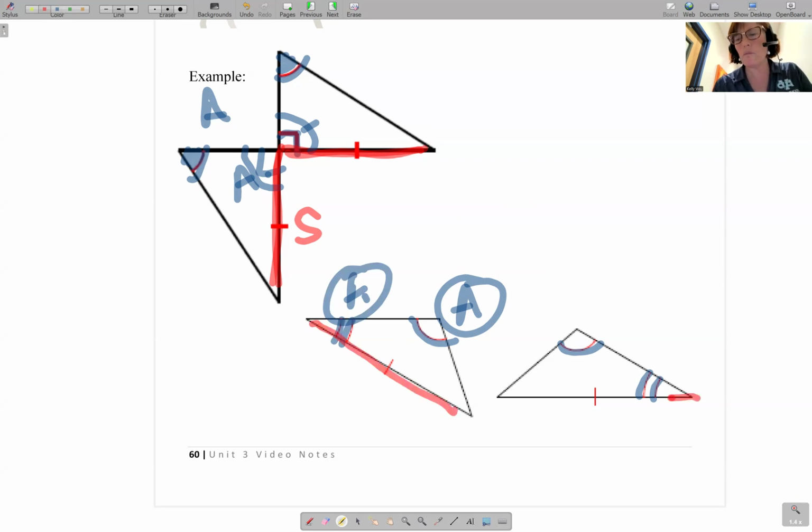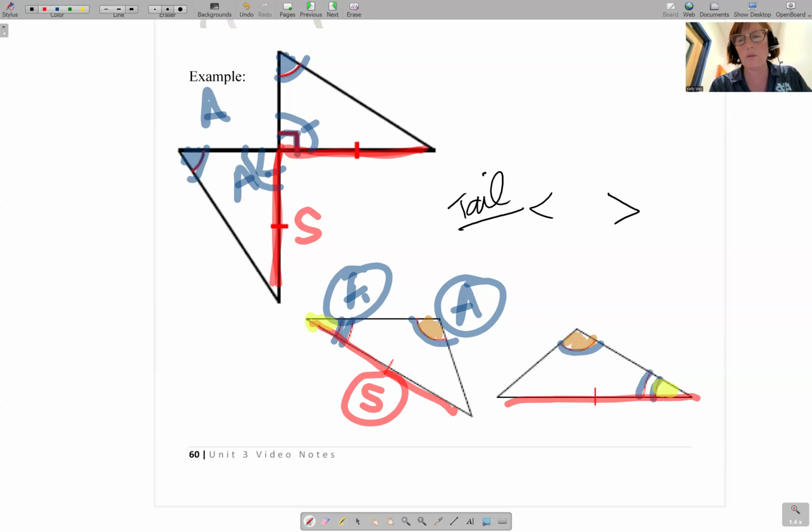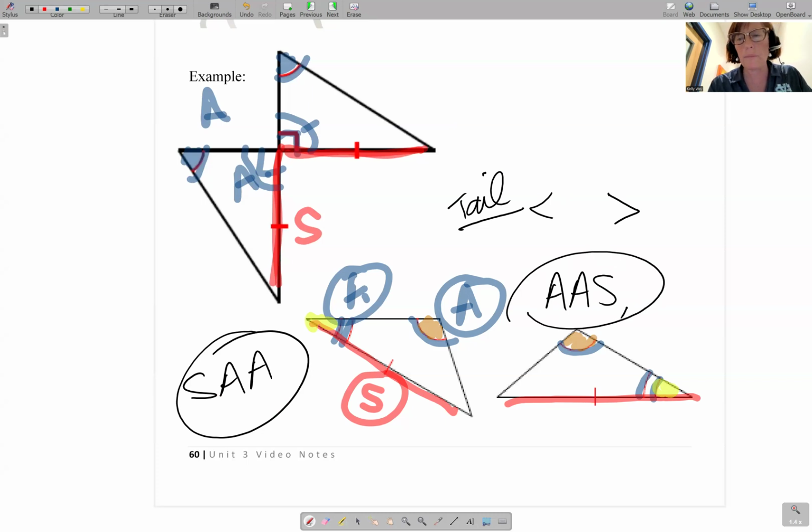You should be tracing with me. It's really important you do this tracing of everything. It helps your brain process the diagram. Once again, the side is only a tail of one of the angles. It's not even touching the other angle. It's not even touching this angle here. It doesn't touch. So that's why this is considered an angle, angle, side, or a tail. So this is angle, angle, side. If you read it like this, side, angle, angle, that's exactly the same thing.